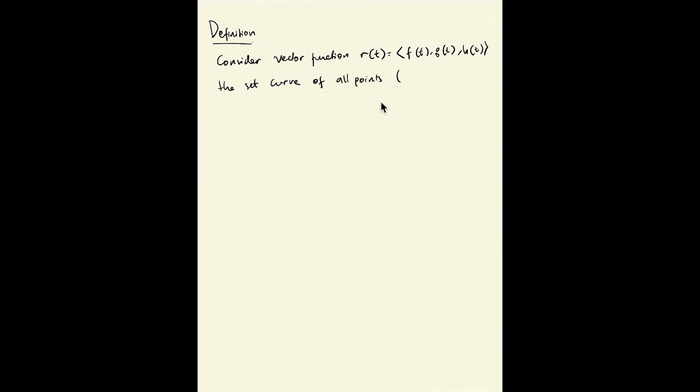Okay. So the official definition of a vector function. Okay, consider a vector function, and then the set of all points x, y, z such that x is a function f of t, y is a function g of t, and z is a function h of t, is called the space curve.